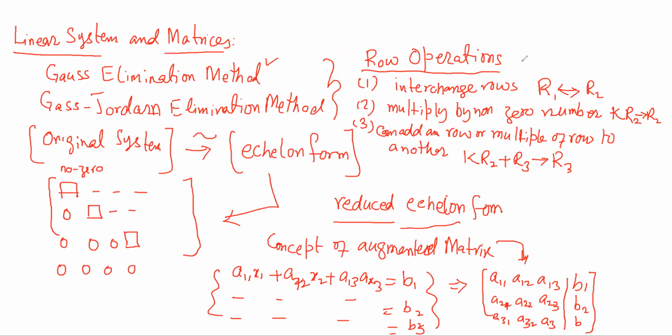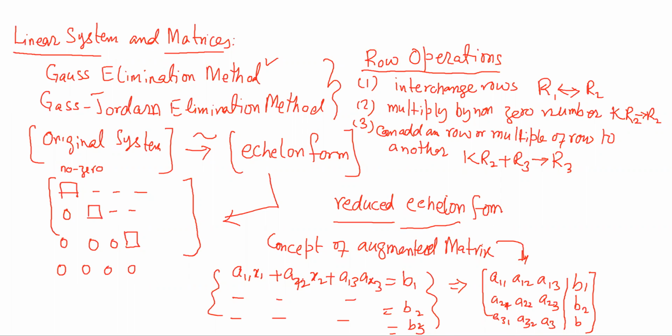Can you please clarify what's the difference between echelon form and triangular form? Yeah, in the echelon form, you can include zeros at the end, okay, zero rows at the end. Whereas in the triangular form, there are no zeros at the end. We will do more about the triangular form later on.